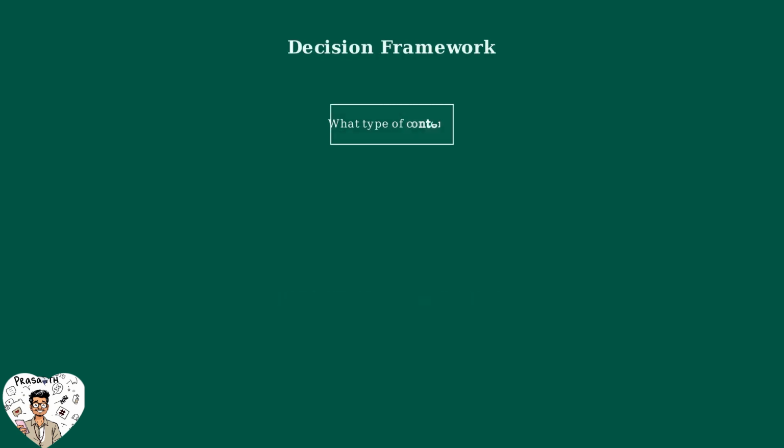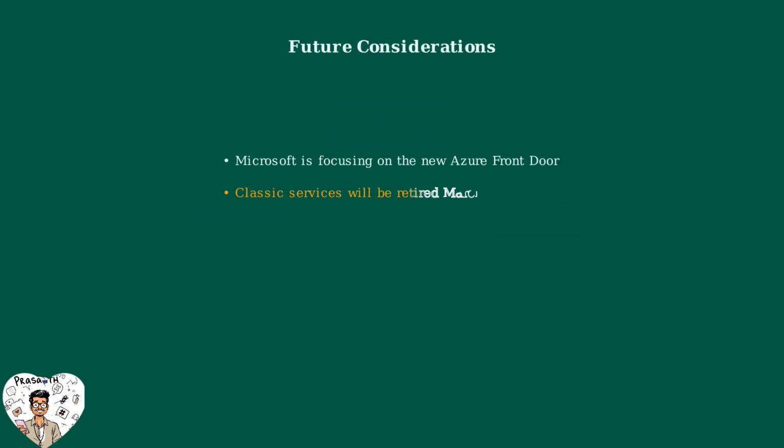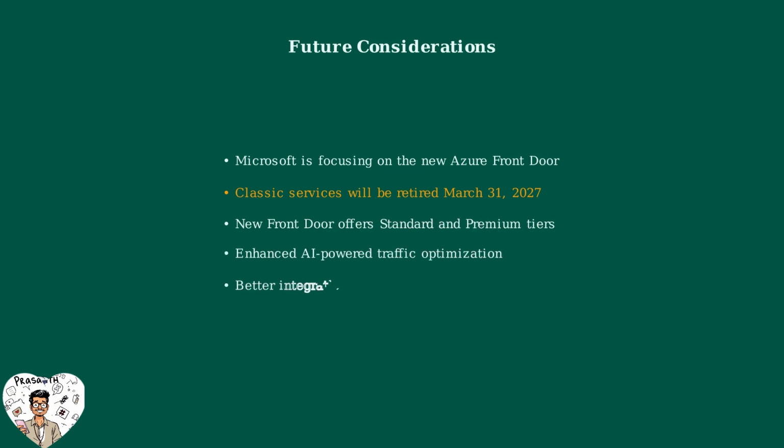Here's a simple decision framework. Start by identifying your content type. For static content like images and files, Azure CDN is typically the right choice. For dynamic web applications, consider whether you need advanced security features like web application firewall protection. If yes, Azure Front Door is your best option. Looking ahead, Microsoft is investing heavily in the new Azure Front Door platform. The classic services will be retired in March 2027, so plan your migration strategy accordingly.